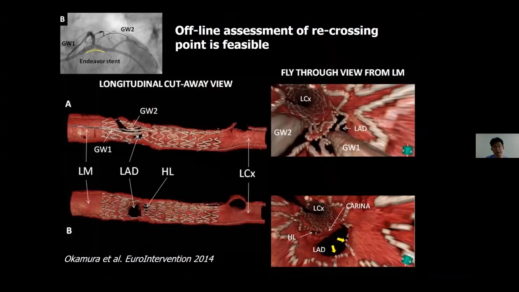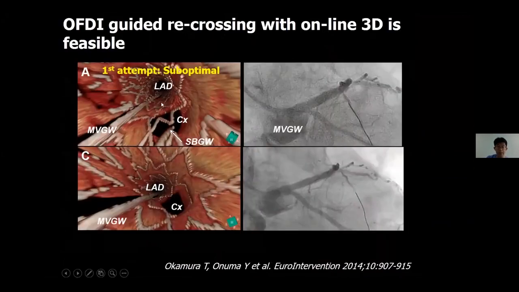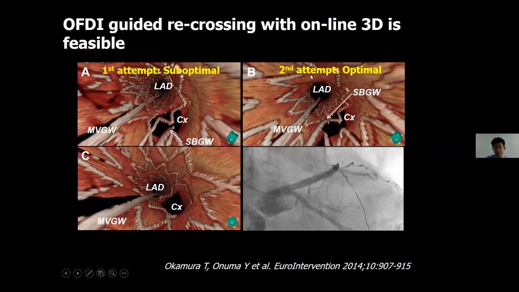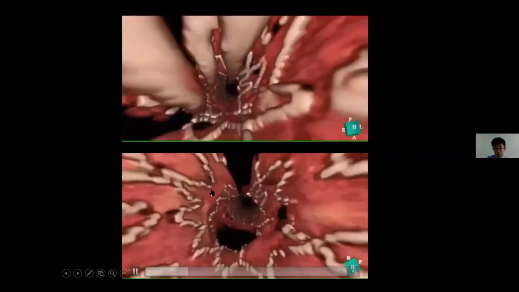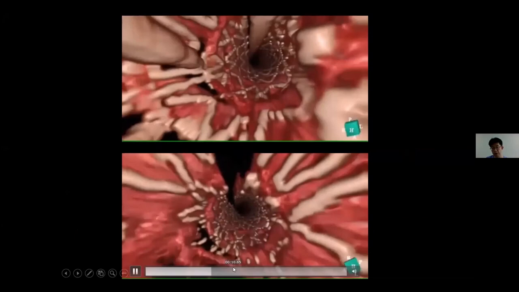Offline assessment is useful for recommending the recrossing point. In the upper panel A, the guide wire recrosses at the far distal. After balloon dilatation, it is very open here. Very clear. In this OFDI case, the guide wire recrossed on the first attempt here, at the proximal side. But here, we tried again, the second attempt, in this paper. The side branch guide wire is at the distal side, the optimal side here, very clearly. After balloon opening, there is a good result here. No jailed stent strut.